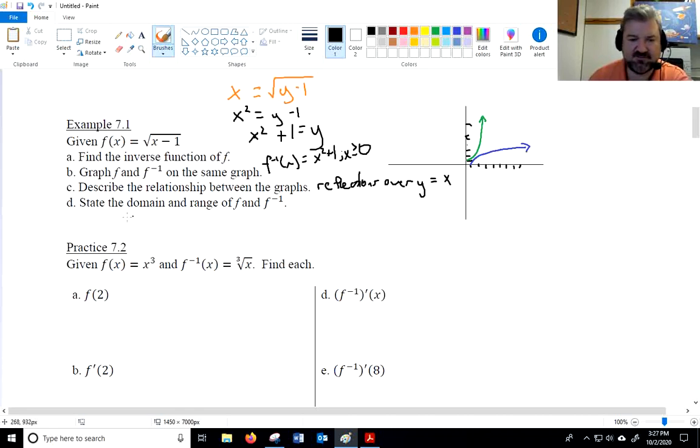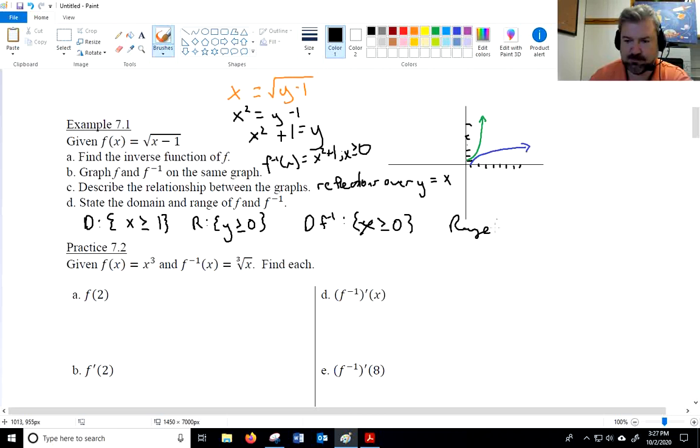And we've already kind of done this, but for the domain of f, you can't take the square root of a negative because it's non-real. So we're going to say the domain of f, and I'll use inequality, is x is greater than or equal to 1. And the range of f is y is greater than or equal to 0. Well, then that means that the domain of f inverse would be x is greater than or equal to 0, and the range of f inverse would be y is greater than or equal to 1. And you can see from the graph that that certainly is the case.